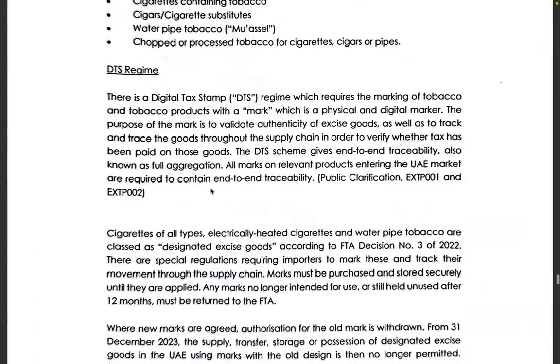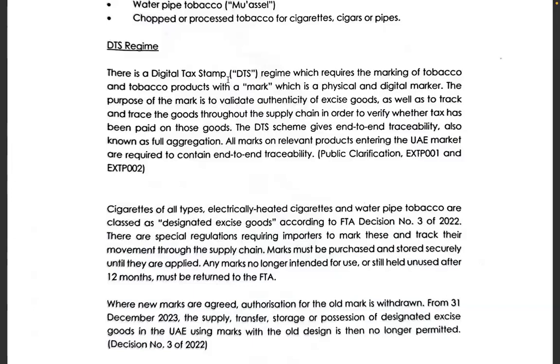Now, DTS regime. There is a digital tax stamp, DTS, regime, which requires the marking of tobacco and tobacco products with a mark which is a physical and digital marker. The purpose of the mark is to validate authenticity of excise goods as well as to track and trace the goods throughout the supply chain in order to verify whether tax has been paid on these goods.